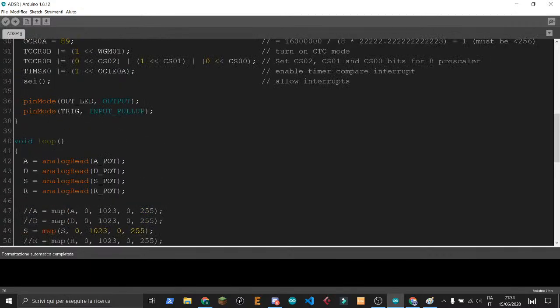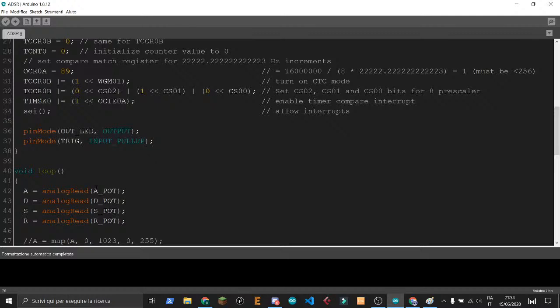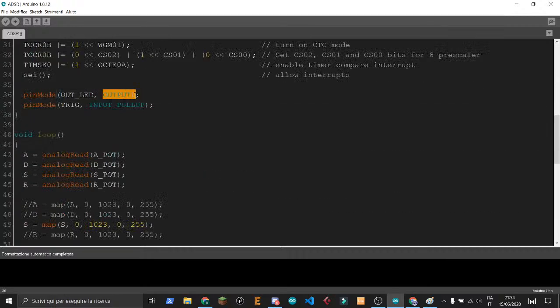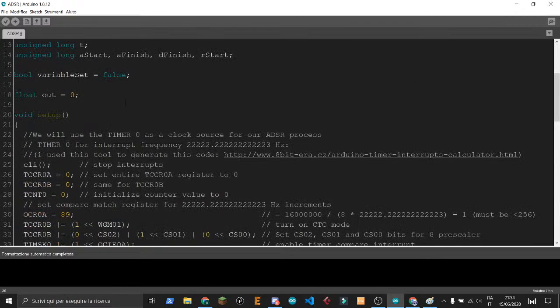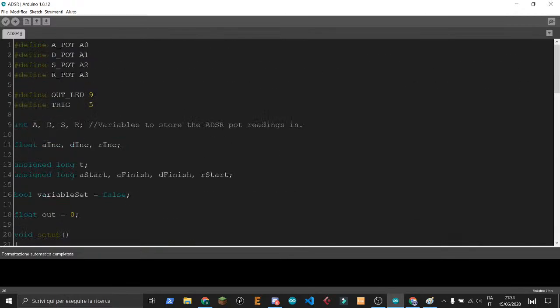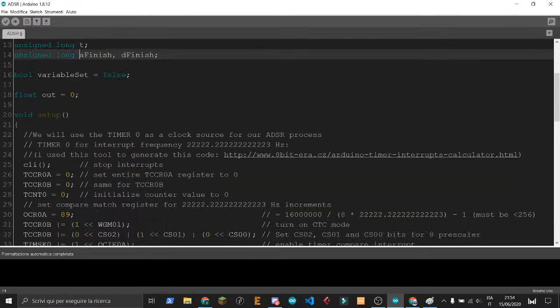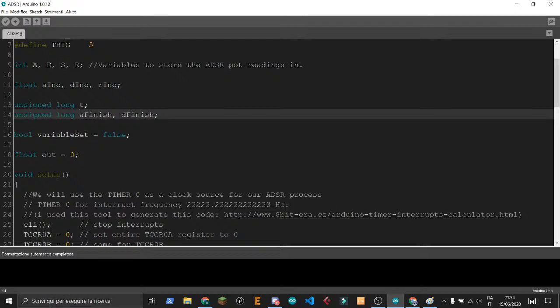So now, let's talk about... Oh, first of all, as before, I need to declare the function of this outLED. That's pin 9. outLED should be an output. And I chose pin 9 because pin 9 is one of the PWM pins on the Arduino. So now I can delete rstart because I never use it. It's basically just wasting memory.